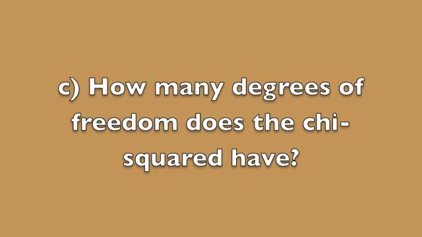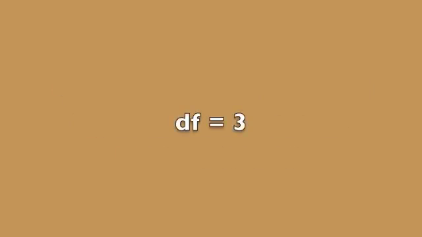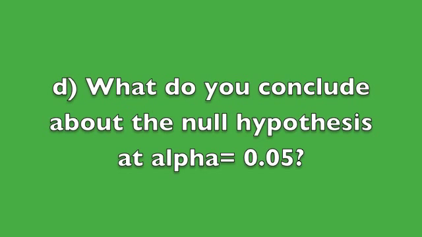Part C asks us, how many degrees of freedom does the chi-squared have? It has 3 degrees of freedom. Part D asks us, what do you conclude about the null hypothesis at alpha equals 0.05?